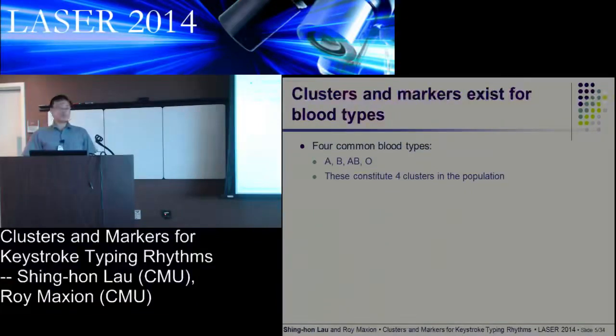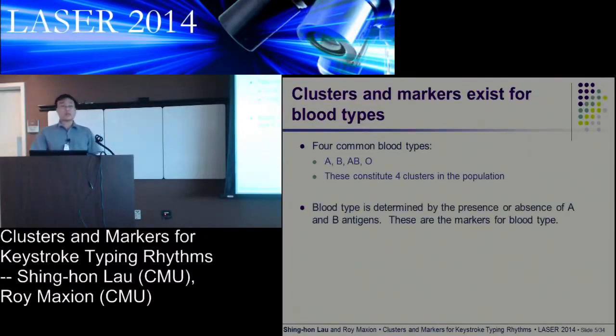When we talk about clusters and markers, I think it really helps to keep in mind blood types. As we know, there are four common blood types: A, B, AB, and O. These constitute four clusters in the population. Blood types are determined by antigens, in particular the presence or absence of A and B antigens. If you have just the A antigen, you're type A blood. If you have just the B one, you're type B. If you have both, you're type AB. And if you have neither, you're type O. The presence or absence of these antigens constitutes markers for blood type.